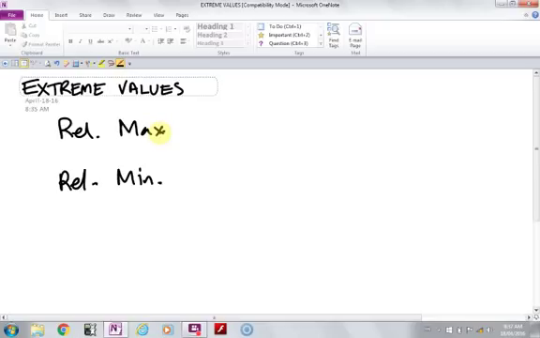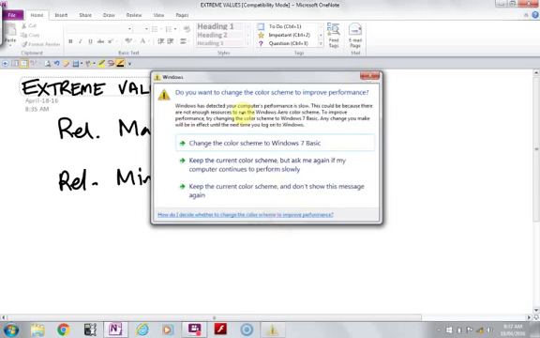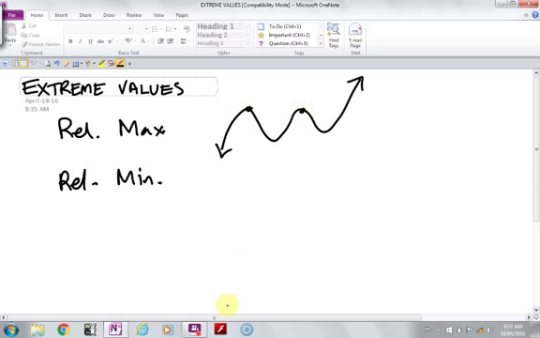Okay? So it's just relative to other points nearby, it's the highest value. So for a relative maximum, exactly as Alex explained, in that function, how many relative maximums do we have? We have 2. So here and here, we have a relative maximum. And here, and here, we have relative minimums.